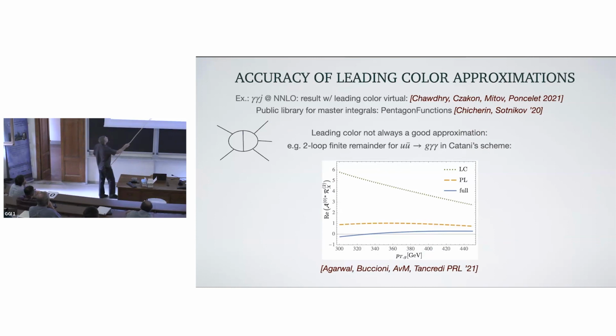PL is planar, so this is a little bit more than just leading color. It includes certain fermionic corrections, and these fermionic corrections tend to be important. And they are also typically easier to compute than the full color QCD. Well, okay, I mean, it depends on what you're after, right? I mean, this has the wrong sign, right?